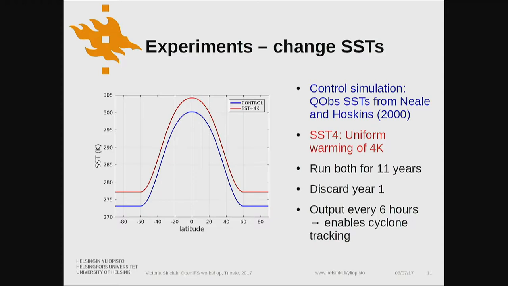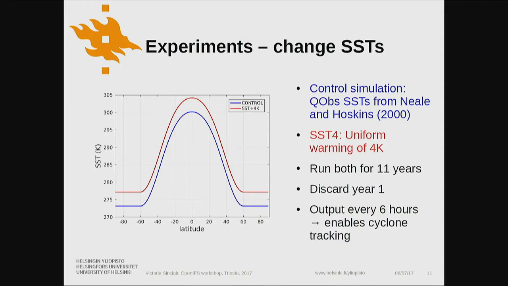So the experiments I'm going to discuss today are changing the sea surface temperatures. In our control simulation, which is this blue line here, we've taken what's called the QOBS sea surface temperature distribution from the Neale and Hoskins paper. This is essentially a sinusoidal curve. At the south pole, which is here, we set the temperature to freezing, 273 Kelvin, also at the North Pole, and then we specify this function going up to around 300 Kelvin at the equator. In the perturbed experiment, all I'm doing is a uniform warming of 4 Kelvin. So this line just jumps up by 4 degrees everywhere.